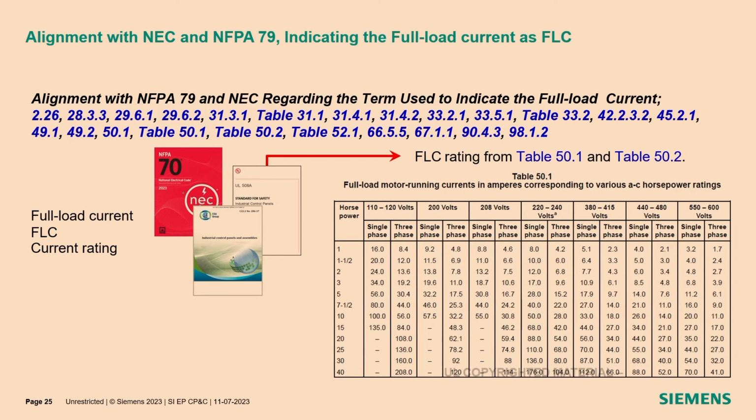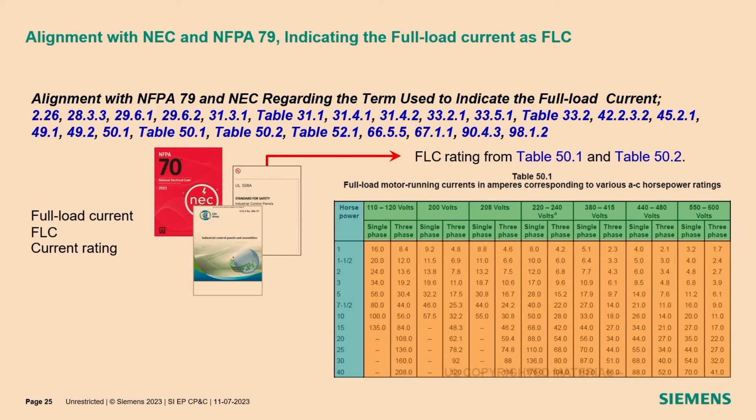Here you see 50.1. On the left side, in the left column, we have the horsepower of the motor. UL tested motors are always with horsepower, so you go into the left column. On the first line, you see the voltage and the number of phases of the motor. For example, 480 volts is a normal 3-phase motor. This is what I'm normally working with. And in the rest of the table, in the orange colored values, you find the FLCs.